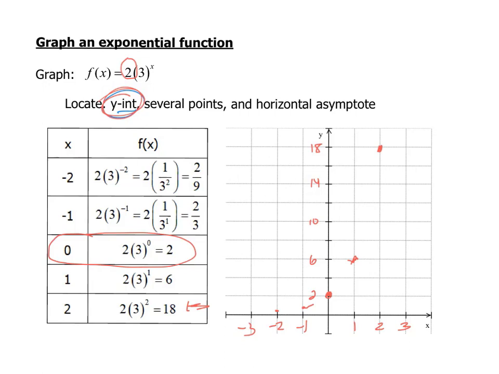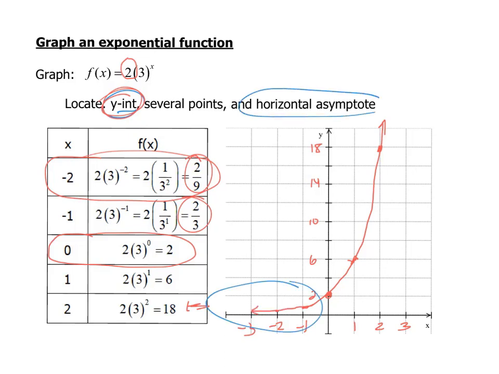Let's go ahead and connect the dots here, making it look like a nice curve. And one thing to notice, if we look at these values here, if we choose values of x that are even more negative than -2, that's just going to make this value here smaller. It's never going to become negative though, because there's no way to get a negative number out of 2 times 3 to a number. So that value is going to get closer and closer to 0, but it's never going to reach it. The horizontal asymptote here is that x-axis.